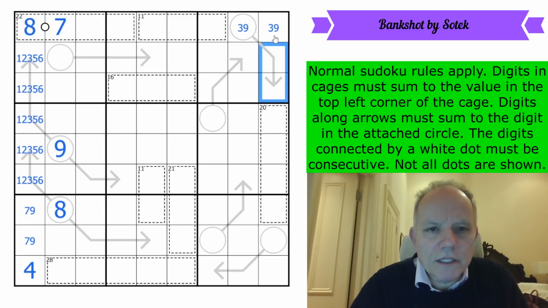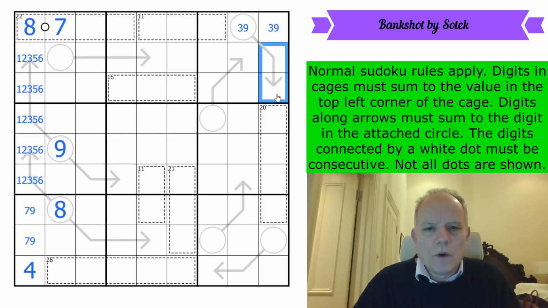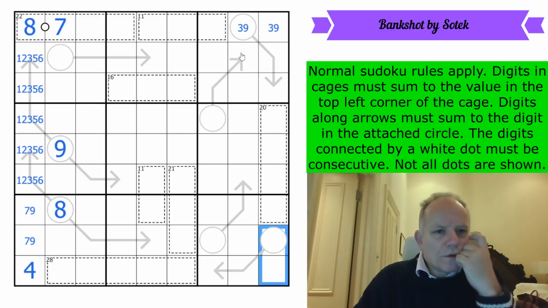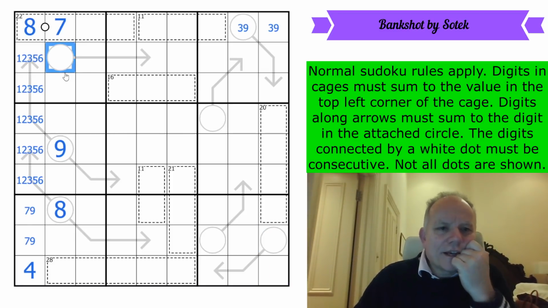I'm not sure, actually. If that was 2, 1, yeah, those would still work. This pair we said adds up to 13. Okay, I'm not sure. Oh, look at this cell.